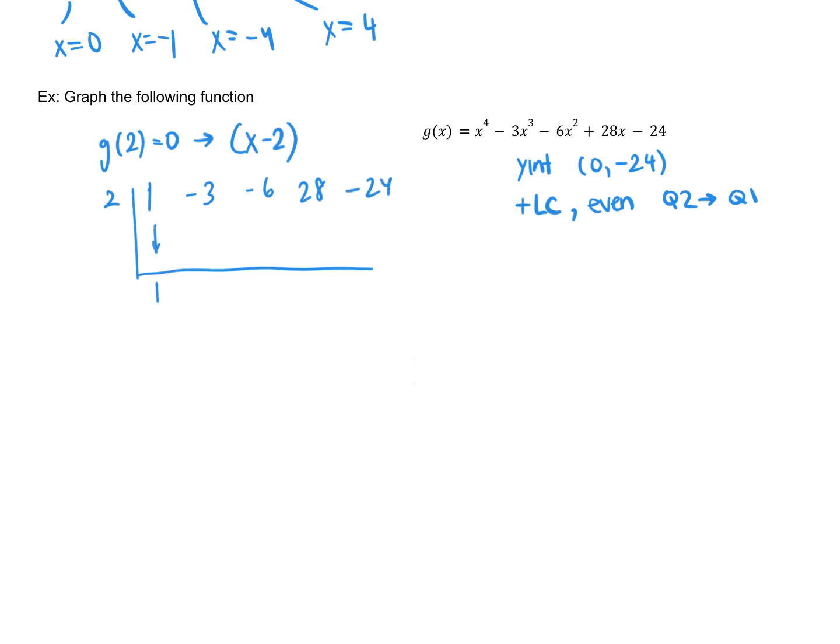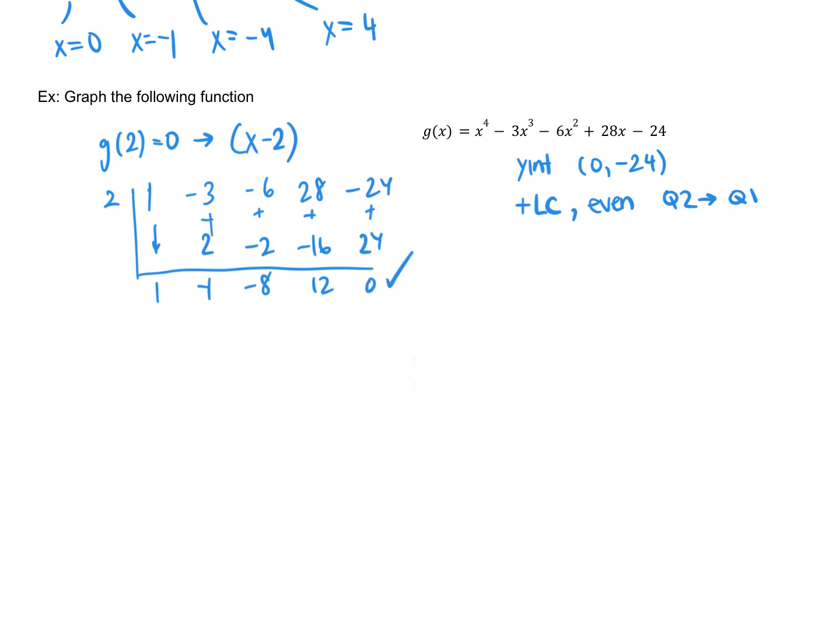Bring down the 1 and do the multiplication. 2 times 1 is 2. Add these up, we get -1. 2 times -1 is -2. Add these up, we get -8. -8 times 2 is -16. Add these up, and we get 12. 12 times 2 is 24. Add these up, and we get 0.